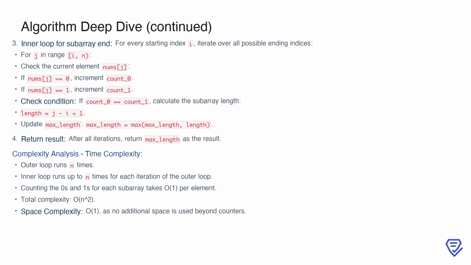If they are, we calculate the length of the current subarray using the formula j - i + 1, where j is the current end index and i is the starting index. If this length exceeds the current max_length, we update max_length to this new value. After iterating through all possible subarrays, the algorithm returns the value of max_length as the final result.